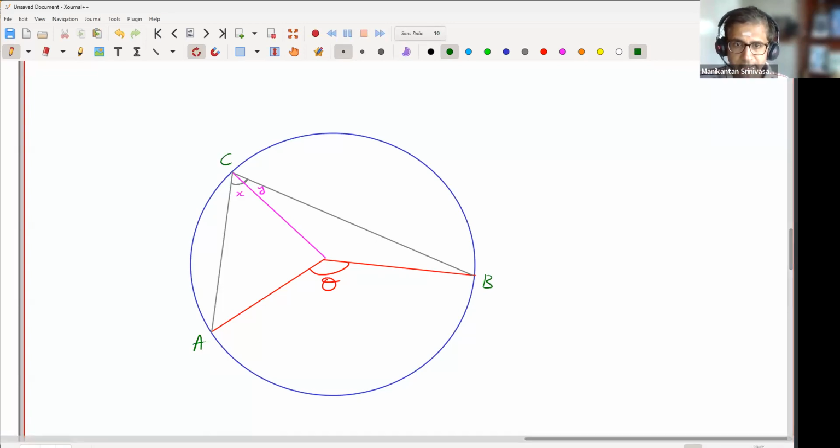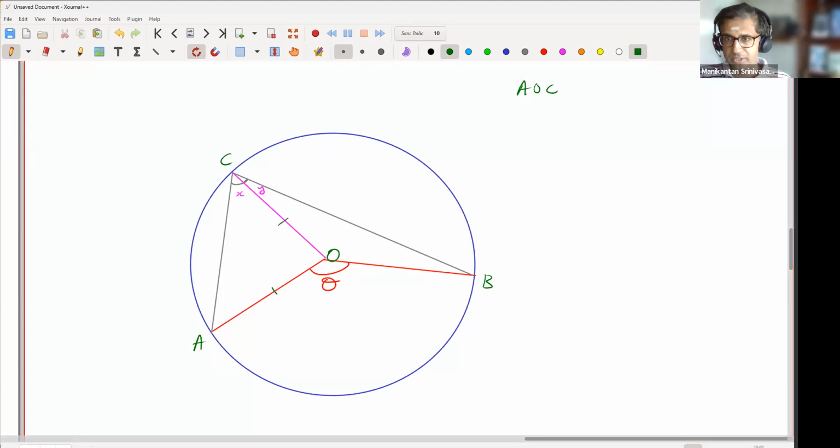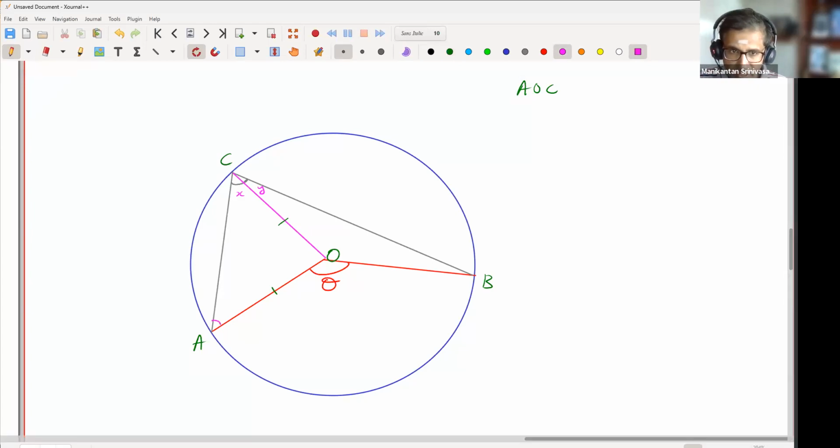Now, in the triangle AOC, O is the center of the circle. In the triangle AOC, it is isosceles. Why? Because the radii are the same. This is equal to this. Therefore, if this is X, then this also has to be X.